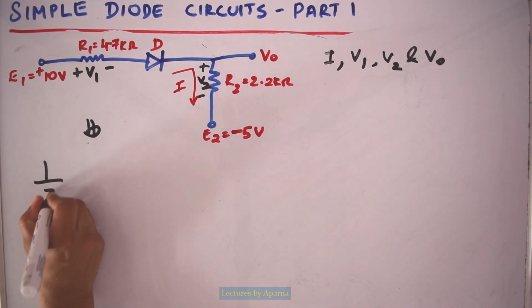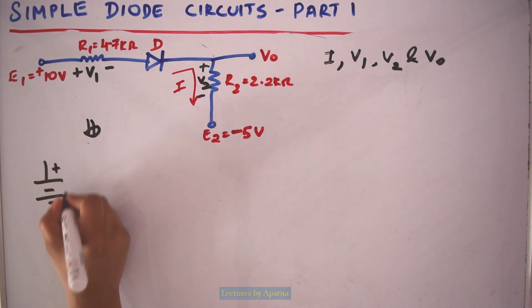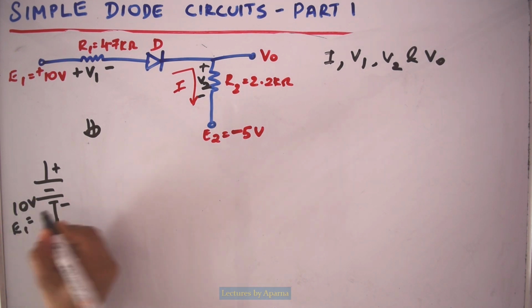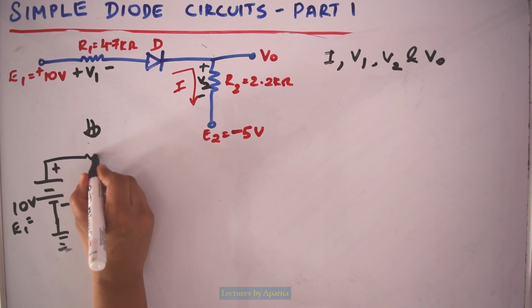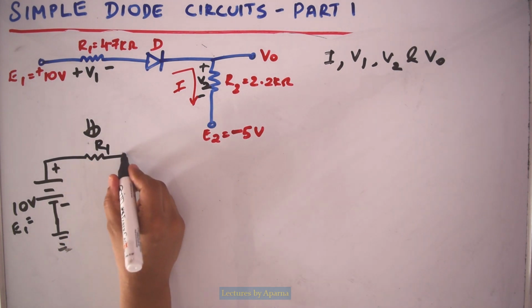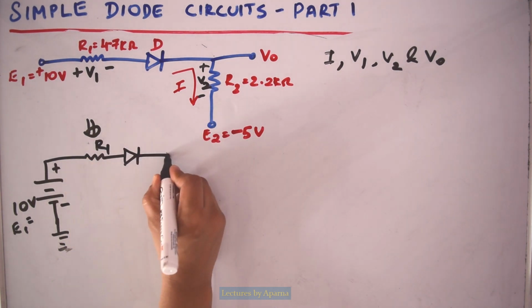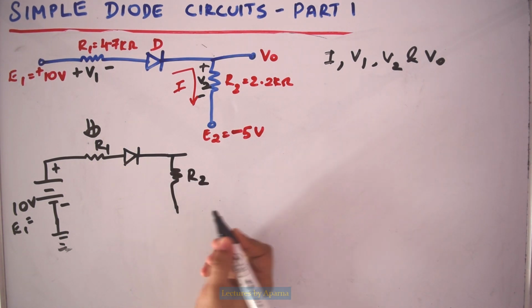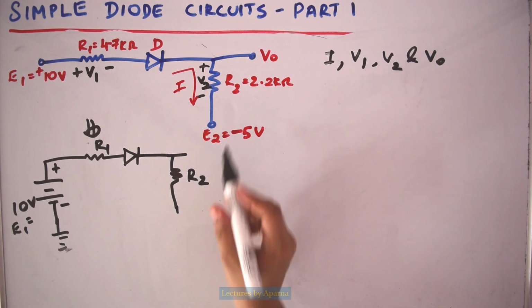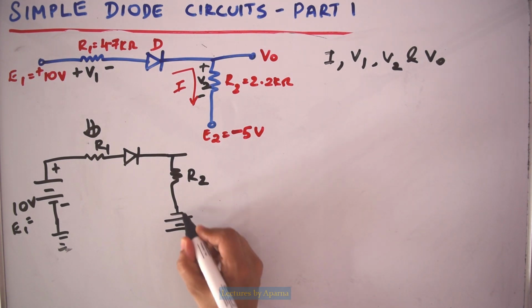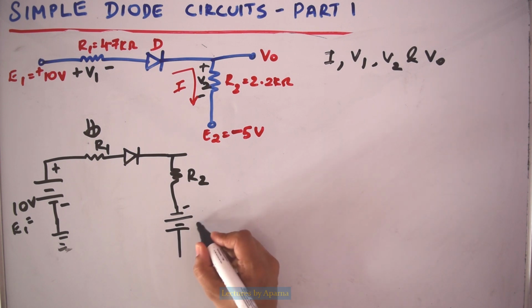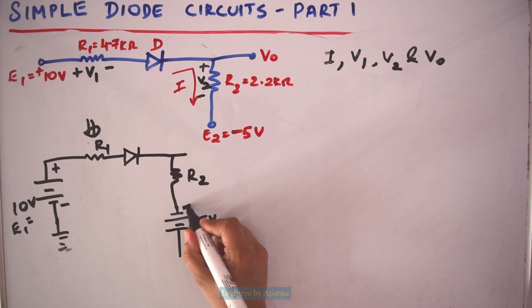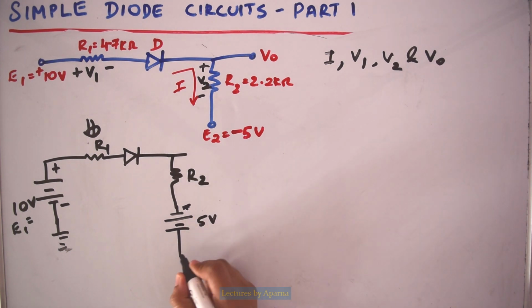So this is the first voltage supply, that is E1 equal to 10 volt. This is connected to the resistance R1. Then there is the diode. Then there is the resistance R2. Then the voltage supply. So here see, the negative terminal of this voltage supply is connected to R2. So this will be 5 volt. If you connect the negative terminal, it will be a minus 5 volt connected to R2.